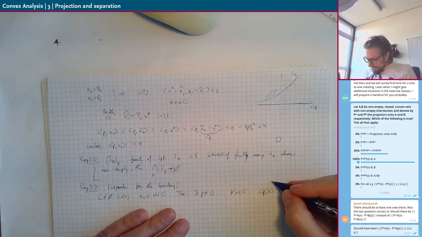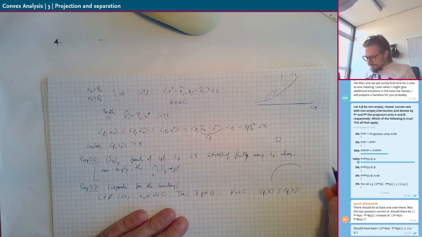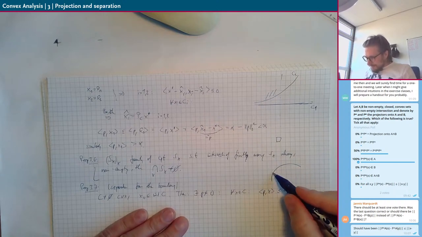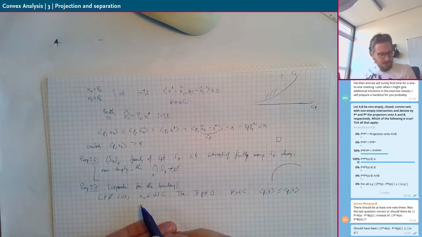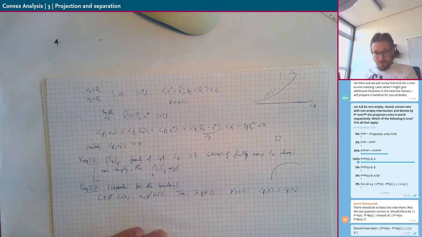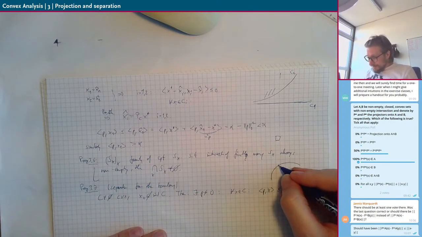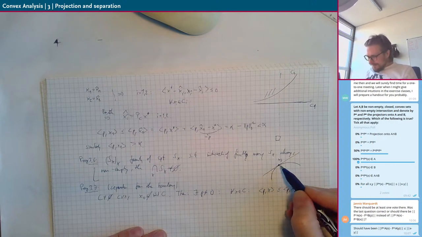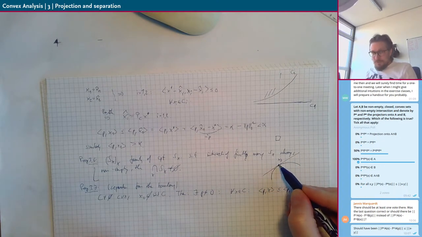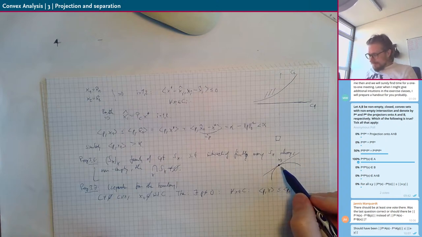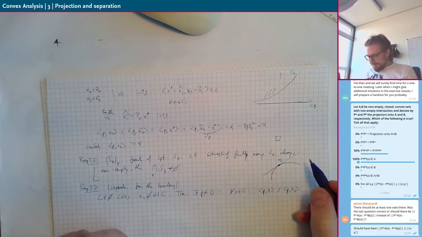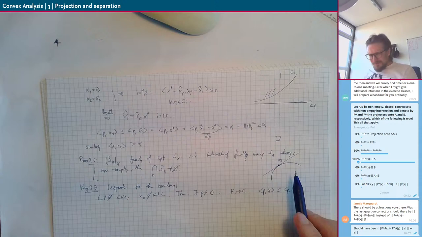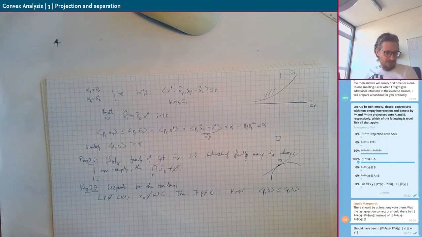So the picture is like this. If this is the convex set, then this is the boundary, and you can take any point which is not in the interior. So you can even take something on the boundary, and you can still separate, such that this is then on the boundary of the half space, but that's still fine. Okay, so this also gives you a notion of the existence of tangent vectors, or tangent hyperplanes. Okay, let's prove this.